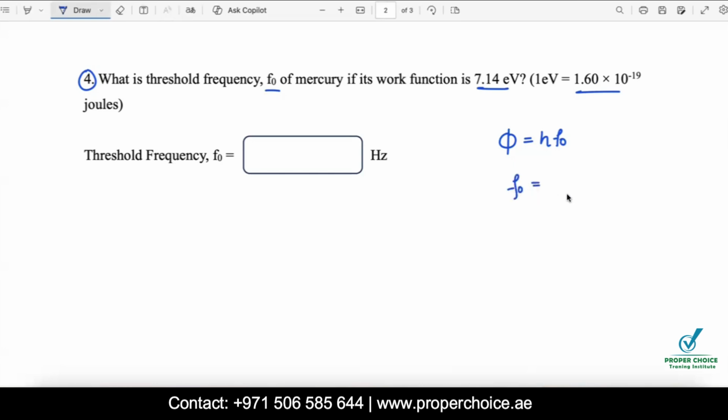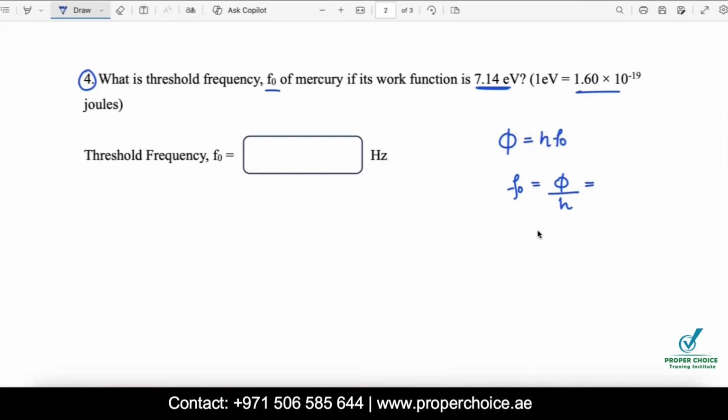Rearrange it. Threshold frequency is equal to work function divided by Planck's constant. Work function is again an energy, okay? So it's nothing but energy, but it is the minimum energy required. That's why it is named differently. While converting that energy into joule, you can see that they have given it to us in electron volt. You should convert into joule and then substitute.